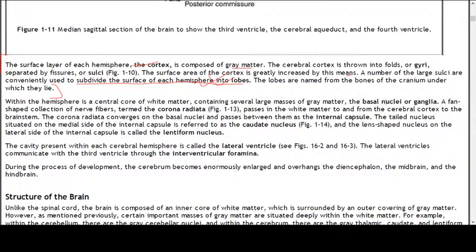Along with the basal nuclei or ganglia, there are fan-shaped collections of fibers termed the corona radiata, which pass in the white matter from the cerebral cortex to the brainstem and from the brainstem. So the corona radiata basically acts as a highway that connects both the brain and the brainstem.